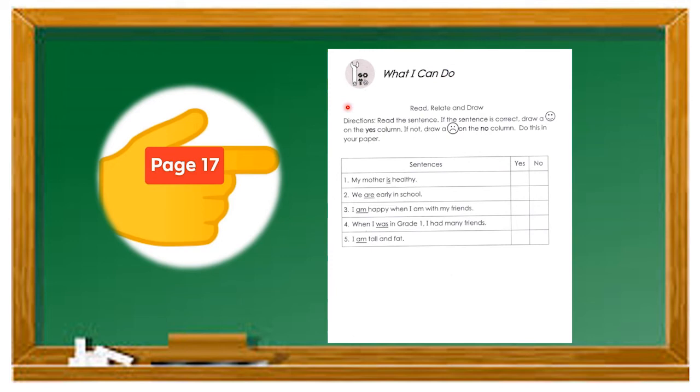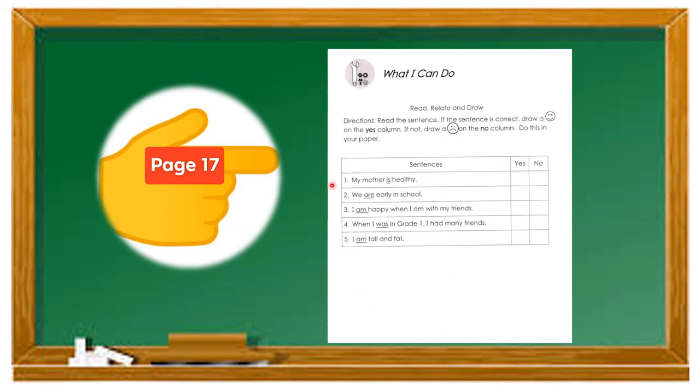In What I Can Do on page 17, this is entitled Read, Relate, and Draw. Here, you are going to read the sentence. If the sentence is correct, draw a happy face on the yes column. If not, draw a sad face on the no column. Do this in your paper.